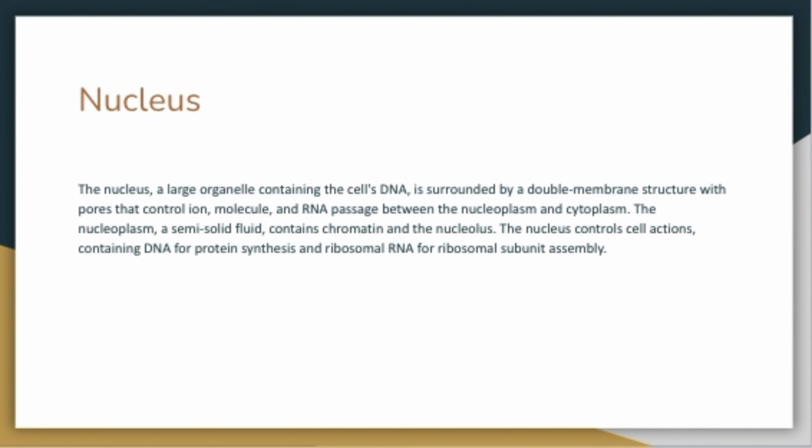The nucleoplasm is a semi-solid fluid inside the nucleus, where we find the chromatin and the nucleolus. In eukaryotes, the nucleus contains linear chromosomes that are made up of DNA. There is an area within the nucleus called the nucleolus. The nucleus controls the actions of the cell. DNA in the nucleus contains instructions for the synthesis of proteins. Ribosomal DNA is joined together with associated proteins in the nucleolus to assemble the ribosomal subunits.